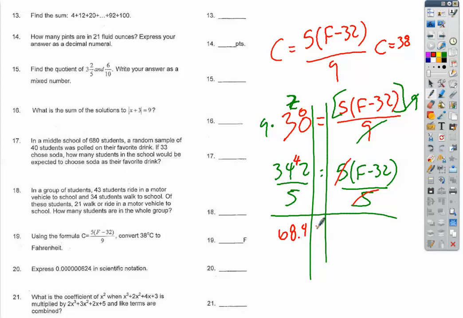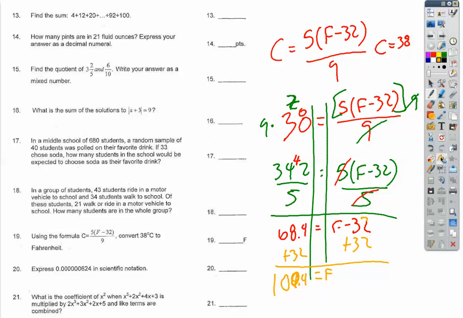So that is equal to F minus 32. What's the opposite of subtracting 32? You are right if you say adding 32. So plus 32. So I get 100.4 is equal to F. That is hot. My goodness. All right, last two.